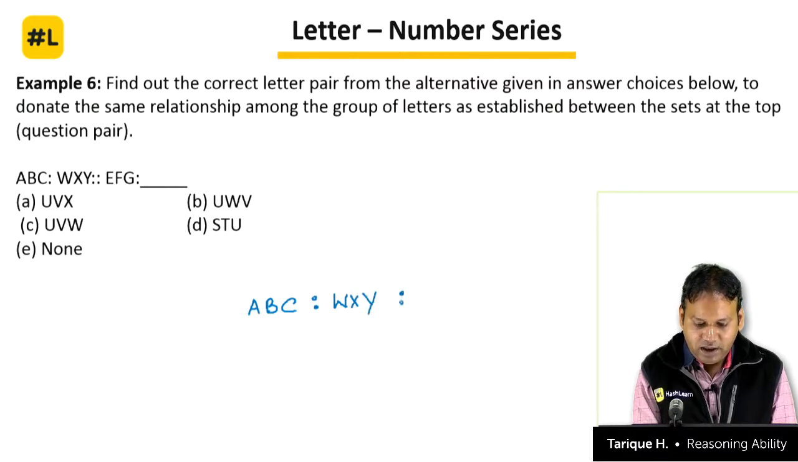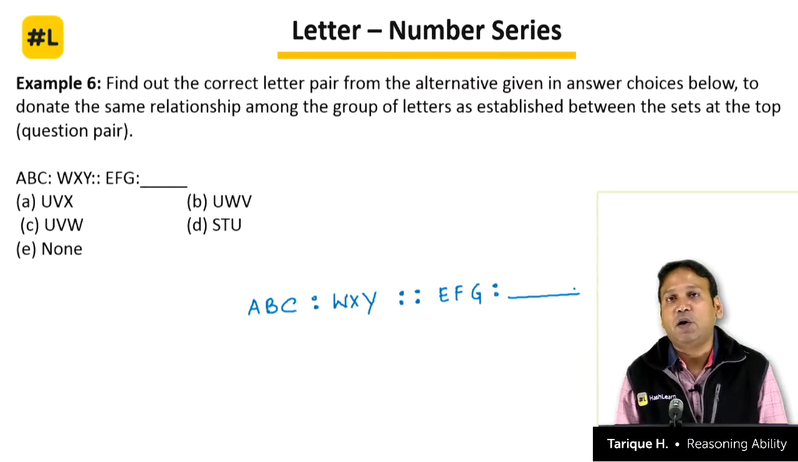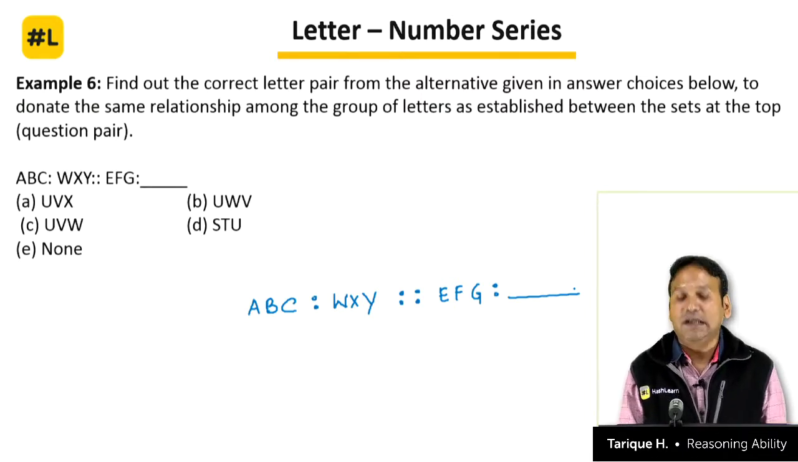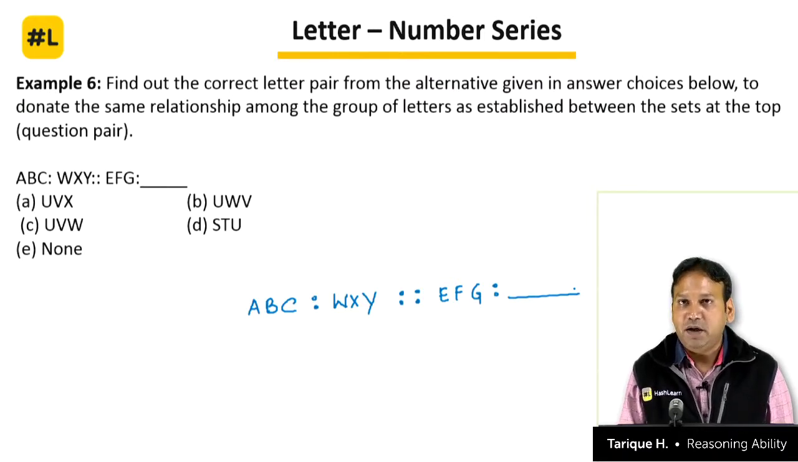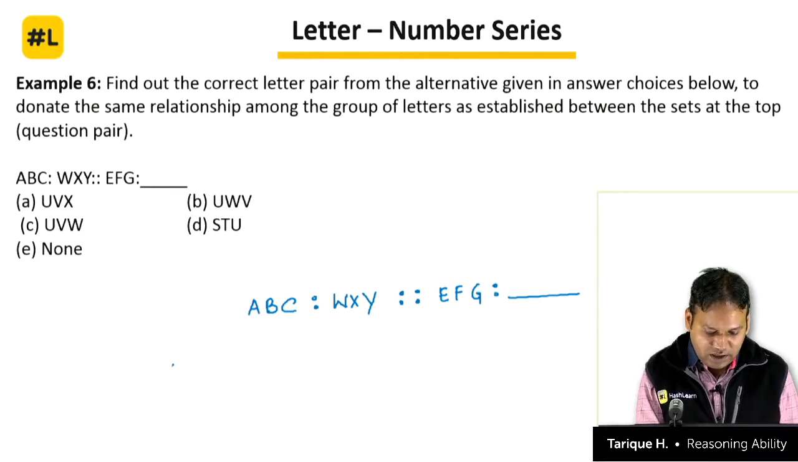How do we link E, F, G, and what will be the letter combination that should come here? So again, this question is also based on the concept of opposite letters. Opposite letters is a very important concept in reasoning. In coding decoding it has many uses, and we also use the concept of opposite letters in alphabet and letter reasoning. So let's look at the opposite letters once again.